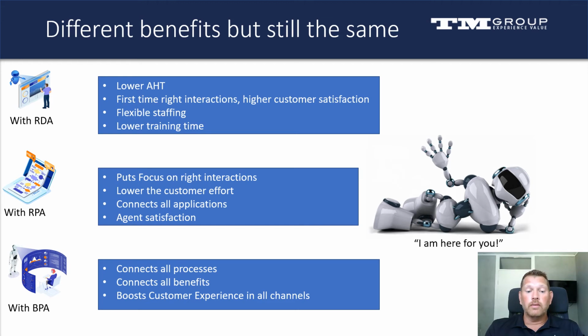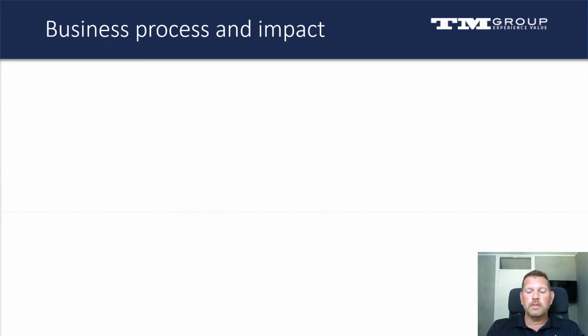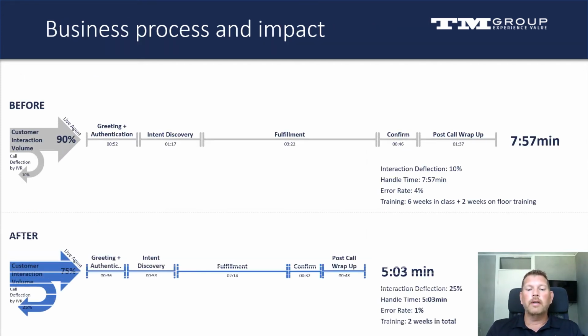So when you connect all of this, you connect all the processes, then you open up a really big variety of processes that you can connect and create end-to-end solutions. It also connects all the benefits that we saw before, and that's really good. It also boosts the customer experience in all channels because it gets easier, more effortless for the customer to solve it. There is a lot that you can benefit from by creating one process, one end-to-end journey. And as we see here, we have talked about it before, and there are a lot of gains in using all of this.